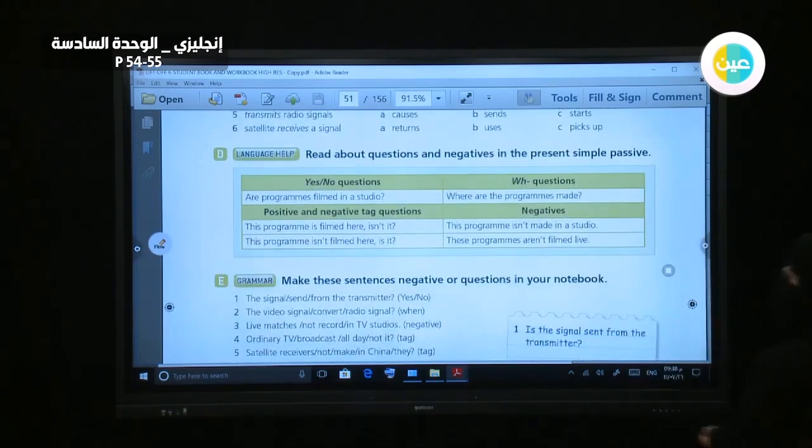Okay, now we have D, language help. Read about questions and negatives in the present simple passive. First, we are going to talk about passive voice. What does passive mean?